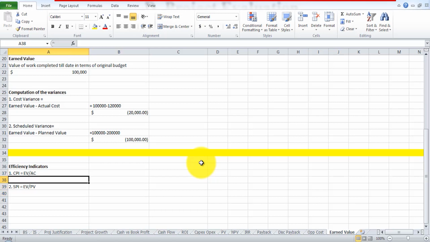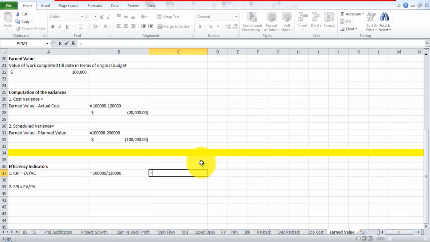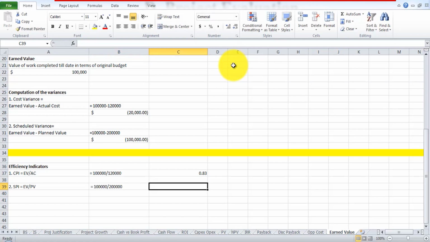We're going to understand this in more depth by continuing the example from the previous session. Over here, the cost performance index is equal to earned value, that is $100,000, divided by the actual cost, that is $120,000. That is equal to 0.83333, so 0.83. Similarly, we can compute the schedule performance index, that is going to be 100,000 divided by 200,000. So that is equal to 0.5.